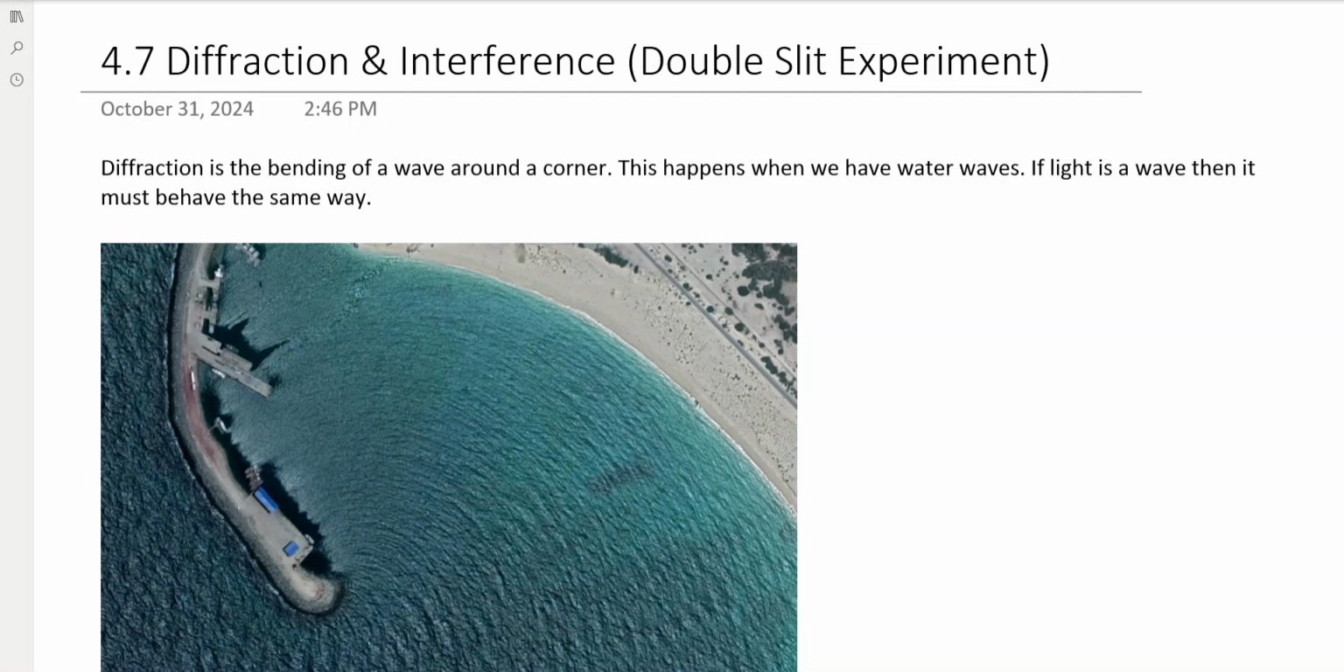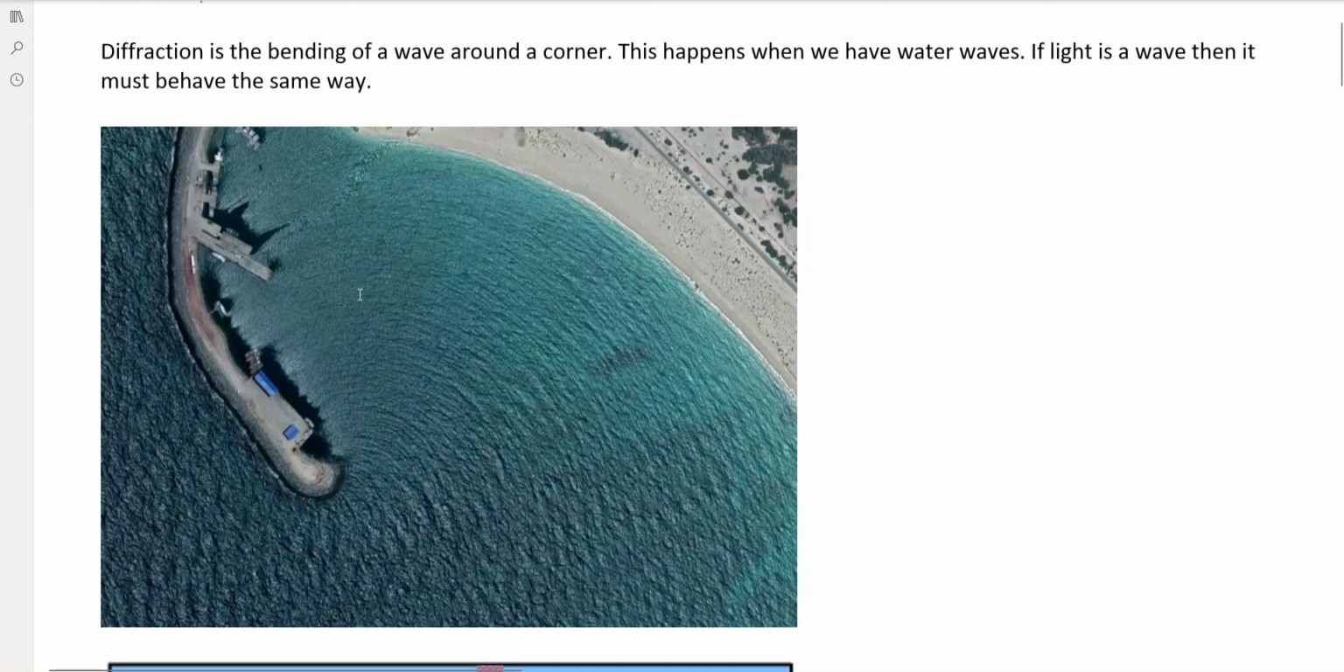Diffraction is the bending of a wave around a corner. This happens with water waves, as you can see in this image. Waves come in like this from the ocean, and most of this stuff goes straight, but when it hits this corner, it bends.